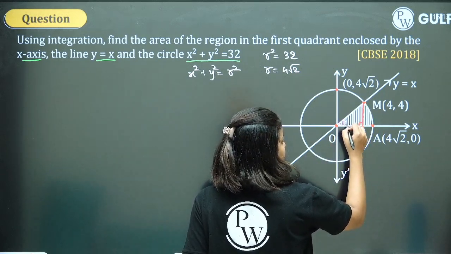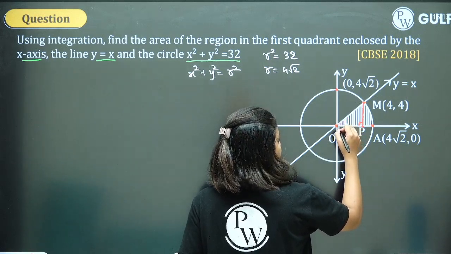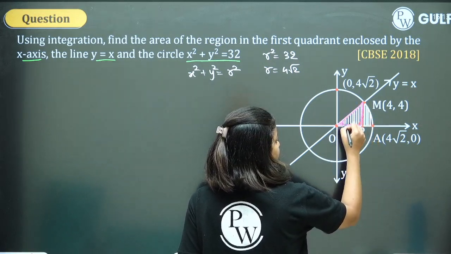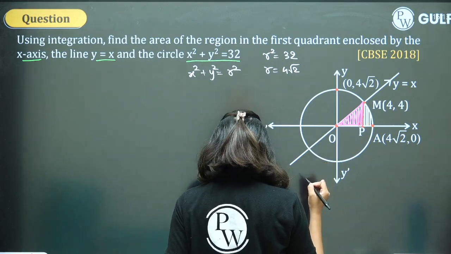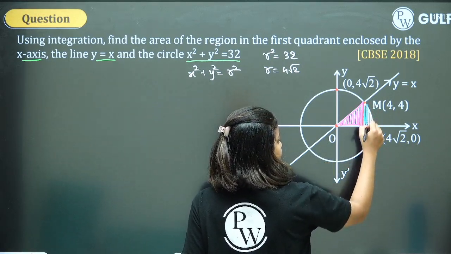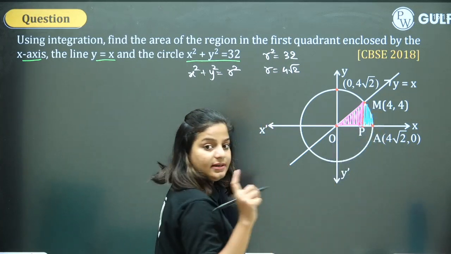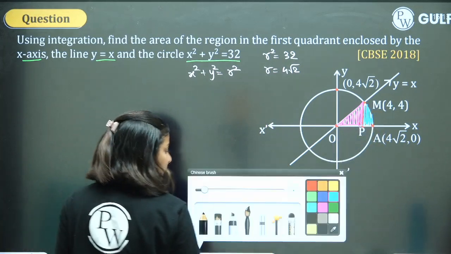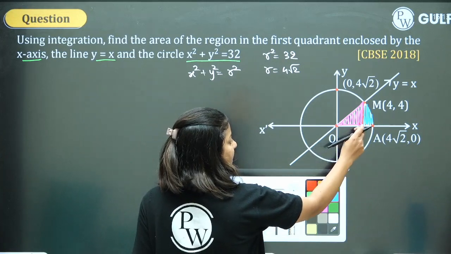From point O to point P, it is area under the line, whereas from point P to point A, it is area under the circle. Absolutely. And how do I find point P?